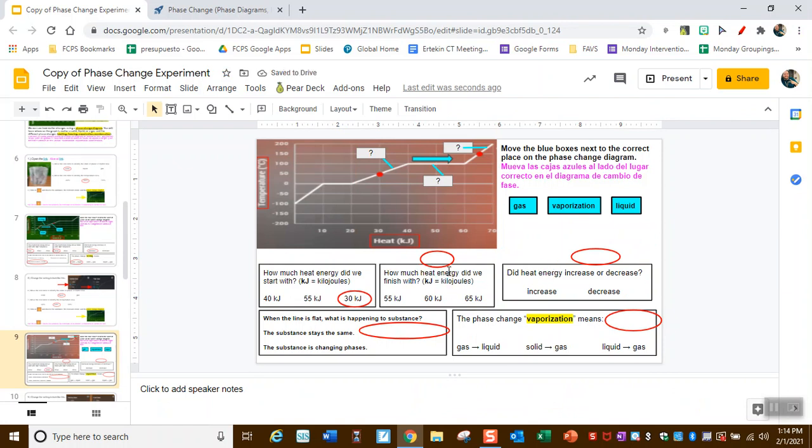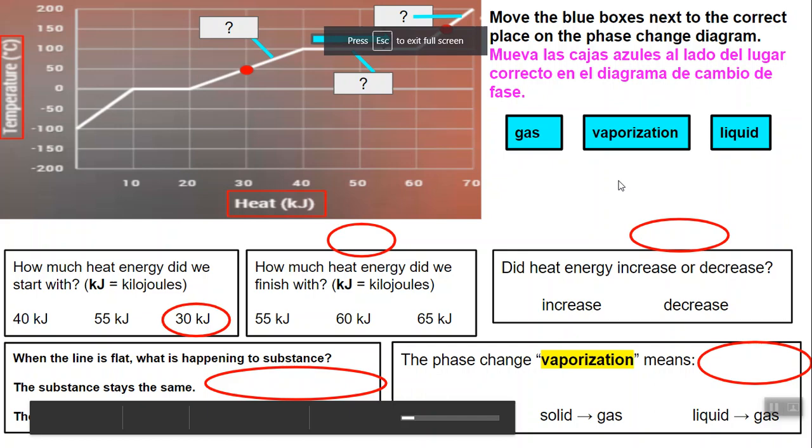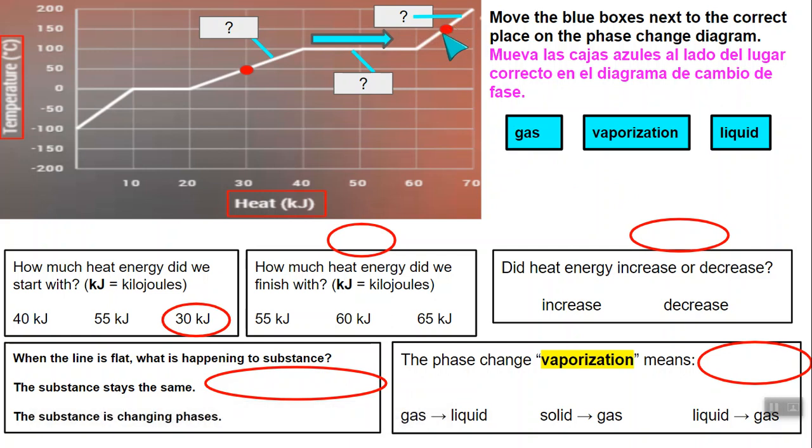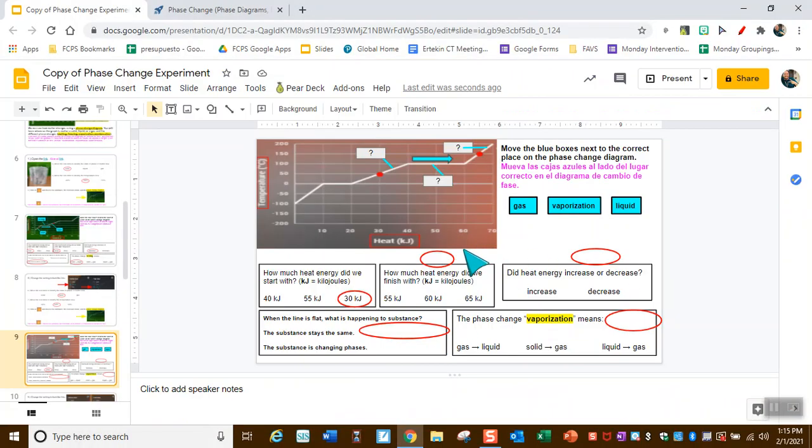How much heat energy did we finish with? ¿Cuánto energía de calor terminamos en el experimento? We finished here. How much is this? Terminamos aquí. ¿Cuánta energía es esto? So let's go down. How much is this? 55, 60, or 65 if we just go down. This is in the middle of 60 and 70, so this is definitely 65 kilojoules.